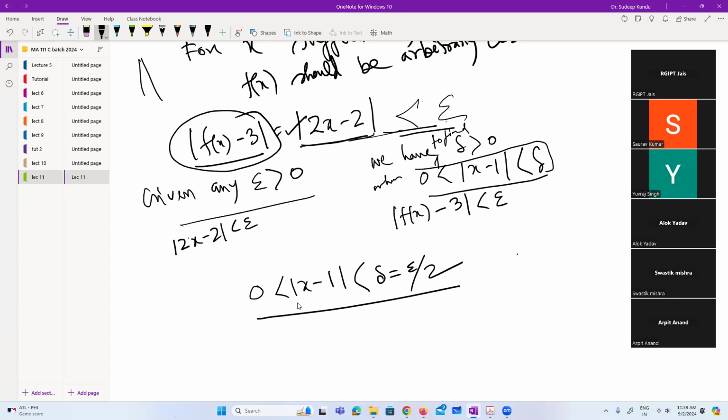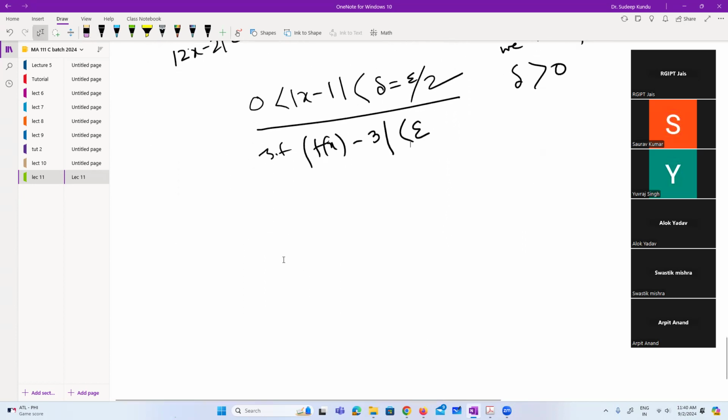So we have found one positive delta, right? One delta is sufficient. We have found one positive delta such that mod of f of x minus 3 is less than epsilon. This you have already studied, right?